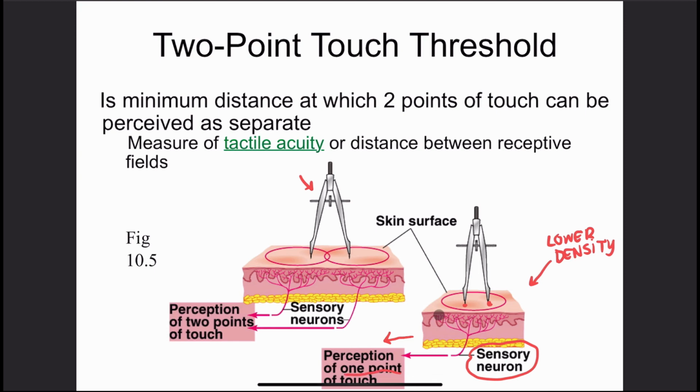Compare that to an area with a higher density of sensory receptors. This is just showing two separate receptive fields that are going to be innervated by two separate neurons. And what you would perceive are 2 points of touch.